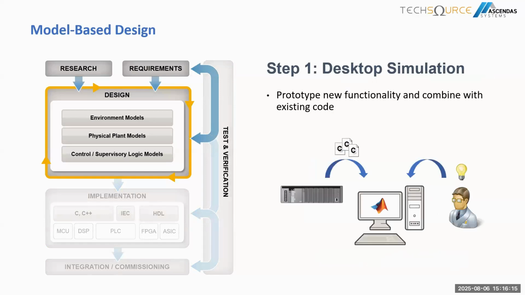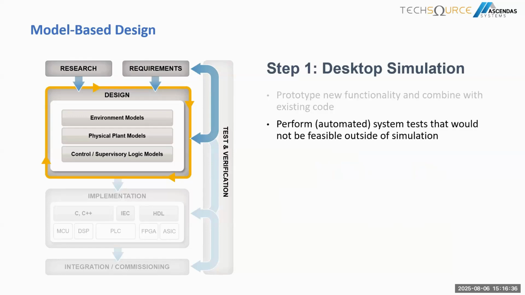So we do certain types of prototyping. In this case, we do a prototype of new functionalities, for example, and provide something with an existing code, for example. So these are just certain models that we can actually use for initially doing desktop simulations. And then we perform automated system tests.